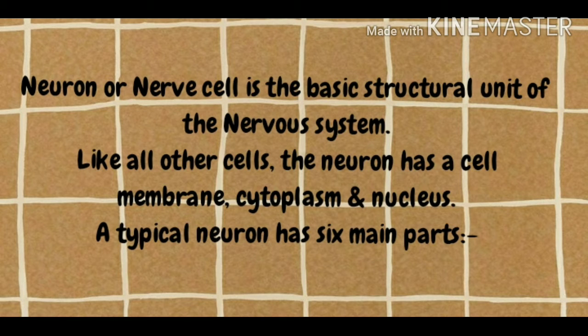Neuron can be described as the basic structural unit of the nervous system. Like all other cells, every cell in our body has a cytoplasm, a nucleus, a membrane and all that. Like that, a neuron too has cytoplasm, a nucleus and a cell membrane. And the neuron can be divided into 6 different parts.